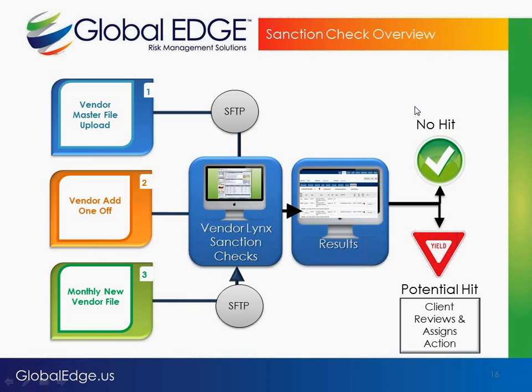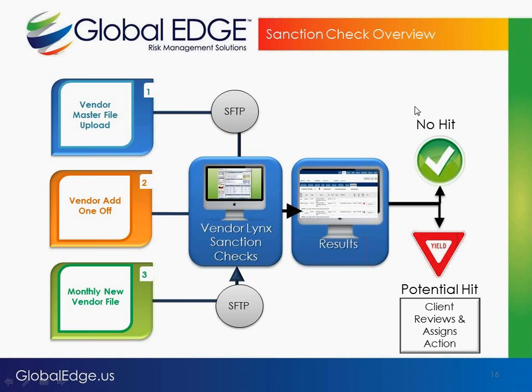We understand that deduping this list of suppliers can be time-consuming and may be difficult to determine which vendors you've sanction checked and which ones are new. Global Edge will actually do the dedupe for you. We'll take the vendor master file each month as you send it to us and only add the new vendors or suppliers into the system. Once in the system, they're run through the sanction check process and are continuously monitored on a daily basis.